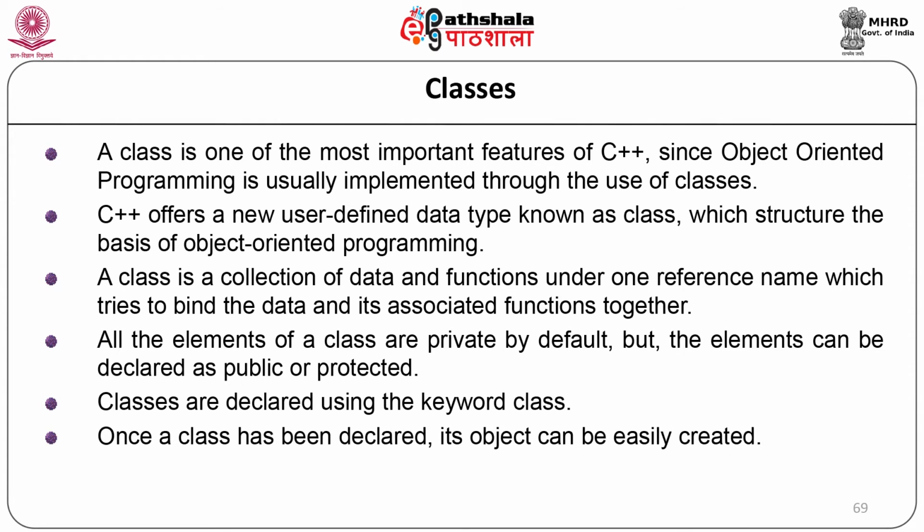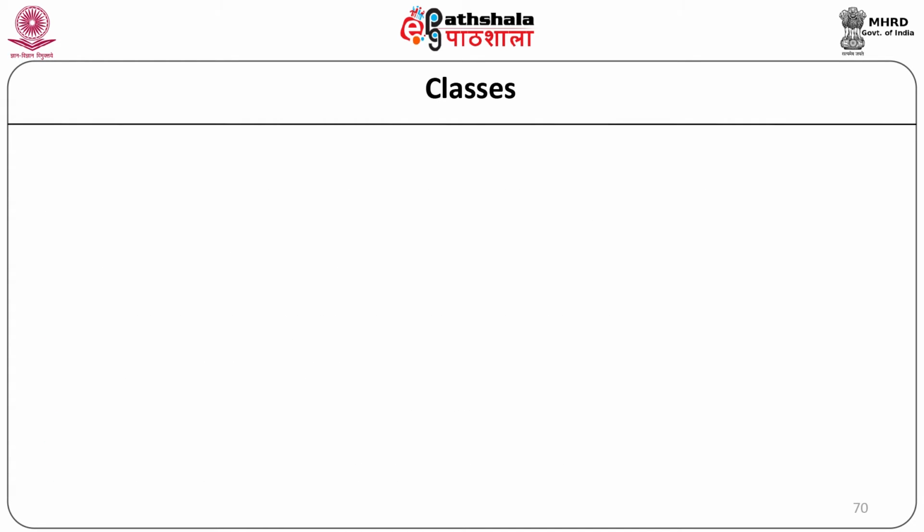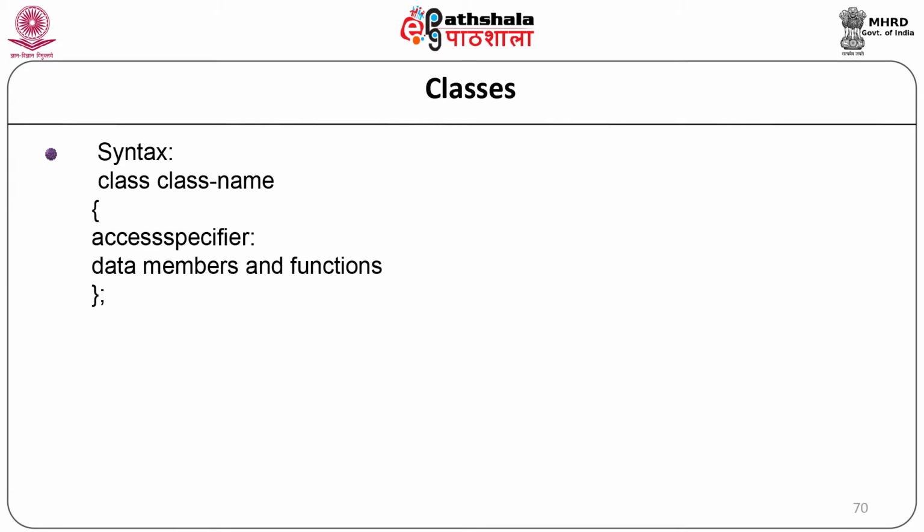Once a class has been declared, its object can be easily created. An object is nothing but the instance of a class. Syntax: class class_name { access specifier: data members and member functions; }; the class ends with a semicolon.